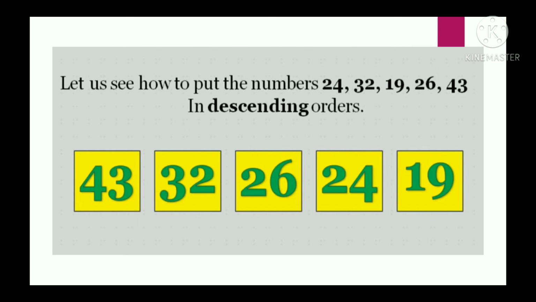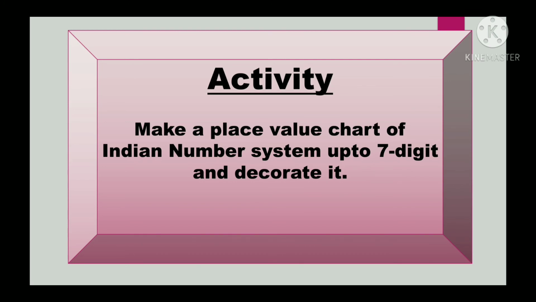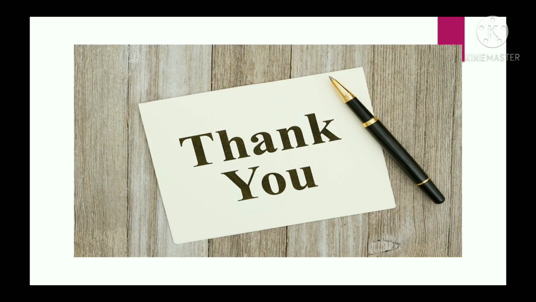Now students, that's all for today's topic. Now I am going to give you one activity. You have to make a place value chart of the Indian number system up to the 7th digit. It means you have to make the Indian number system chart up to 10 lakhs, and you have to decorate it with colors, and make it in your rough copy. You can do exercises from your book in your rough copy. That's all for today. Thank you.